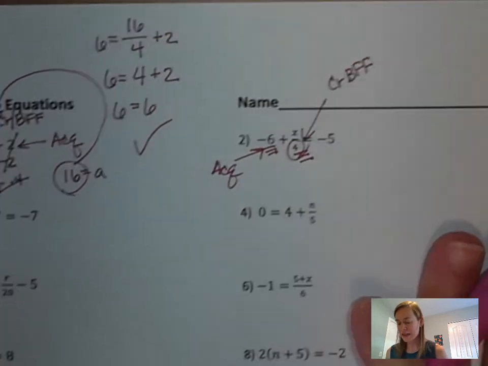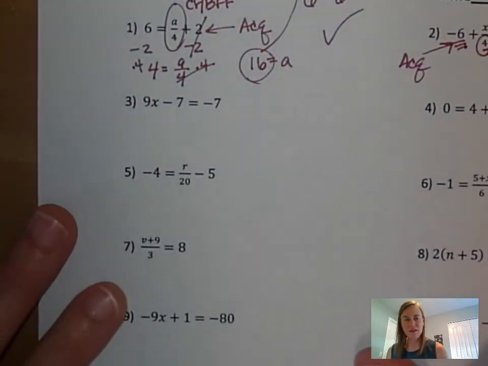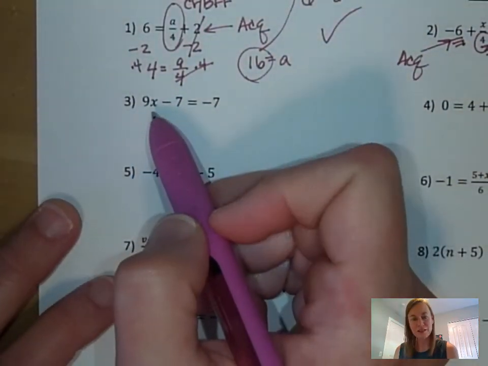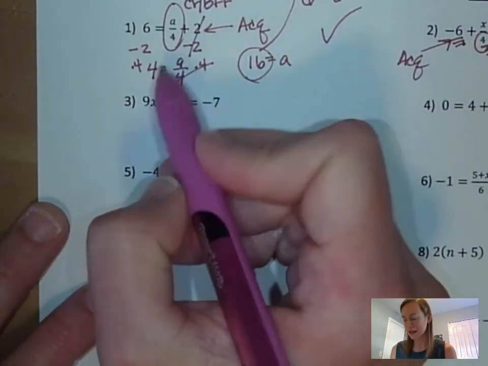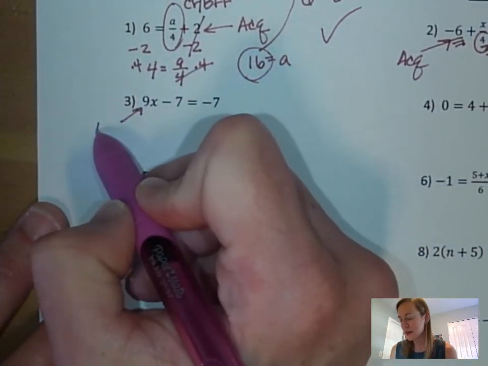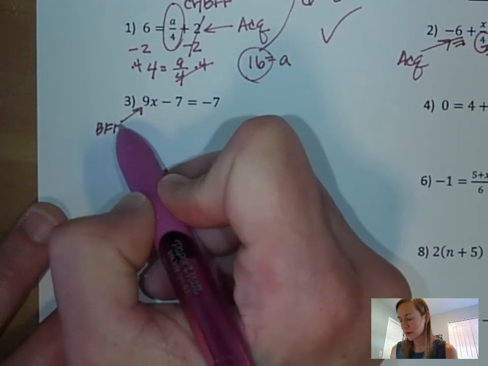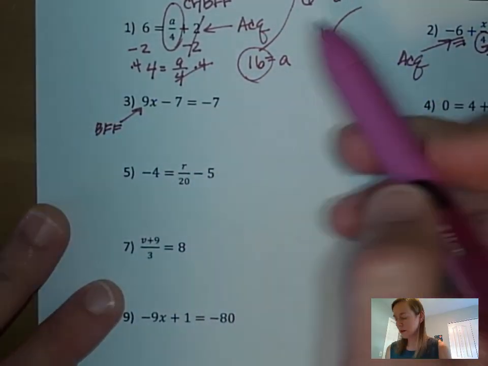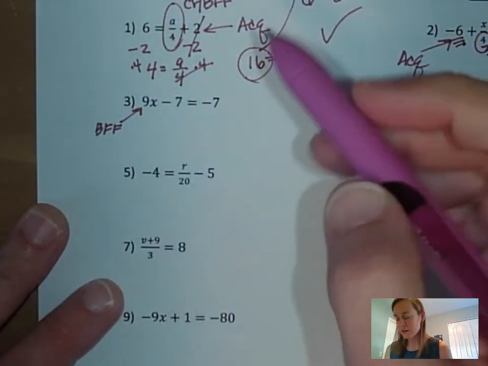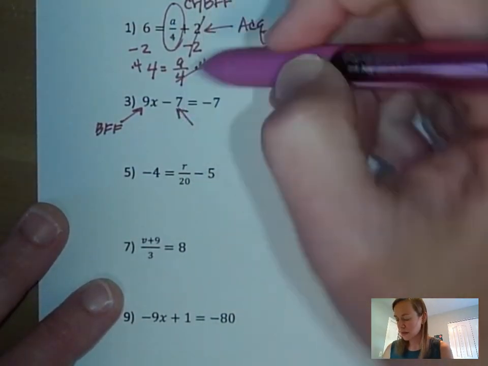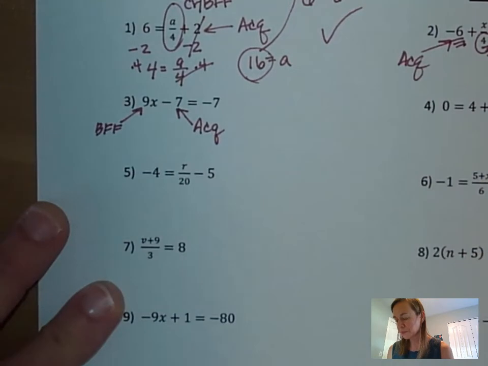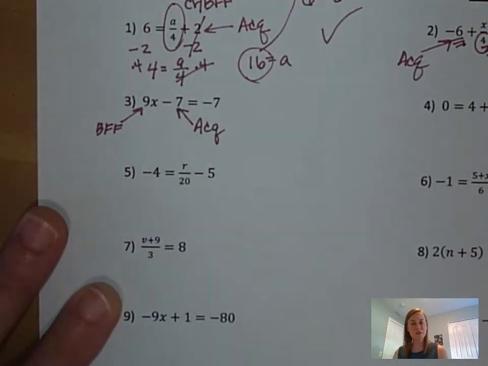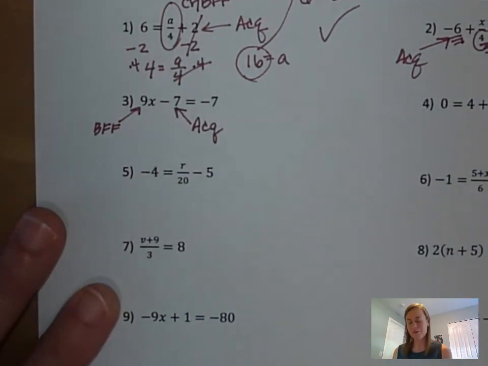Okay, let's look at the next one. All right, this one is a little bit different. Let's label our partygoers. So 9 is right next to the x. That means 9 is our best friend helping us with that party, right beside our side. Okay, and then we have minus 7. So that looks like an acquaintance. They're on the same level as us, but they're not right next to us. So which one of those goes home first? The acquaintance goes home first.